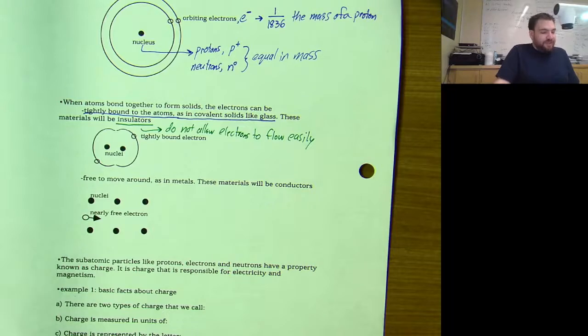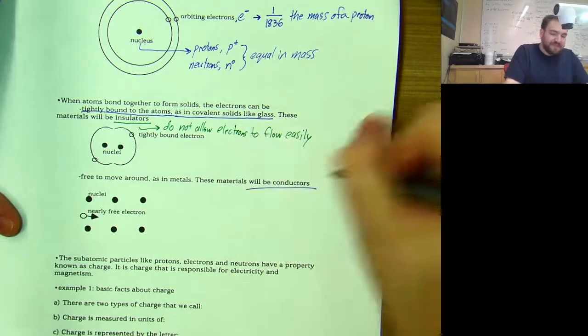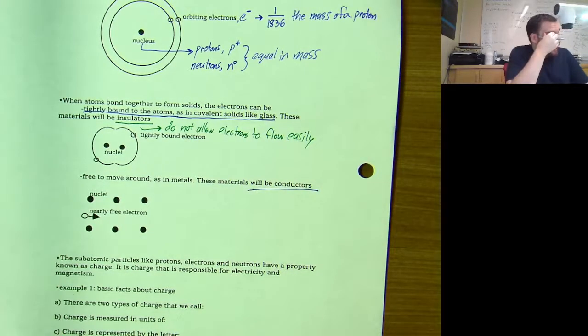Other solids have nuclei arranged in such a way that they allow the electrons to flow very nicely, very easily through them. These materials are going to be conductors. Typically, materials that are good conductors of electricity allow other things to conduct as well. Things like heat tend to flow well through objects that are also good conductors of electricity.